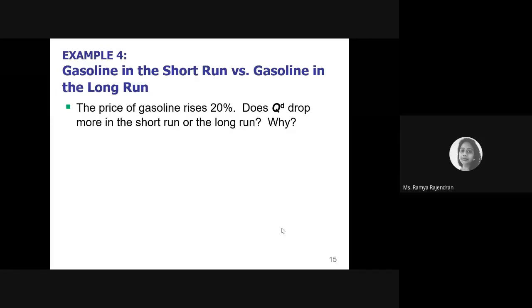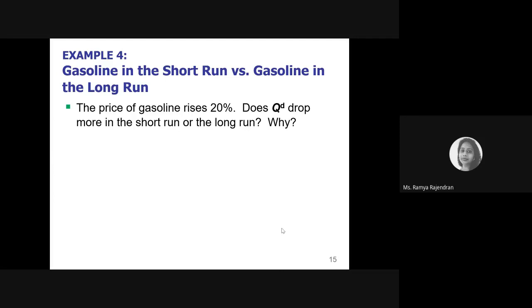And this is an interesting example that you should listen to. Gasoline in the short run versus gasoline in the long run. If the price of gasoline increases by 20%, we're talking about the same gasoline price, just comparing what happens in the short run and in the long run. Imagine there are 1,000 people in Coimbatore using cars. When the price increases, most of the time they will just use cars as always.